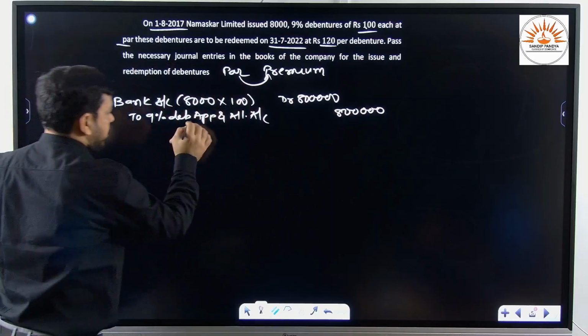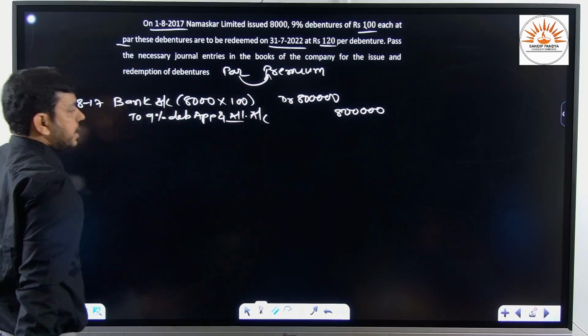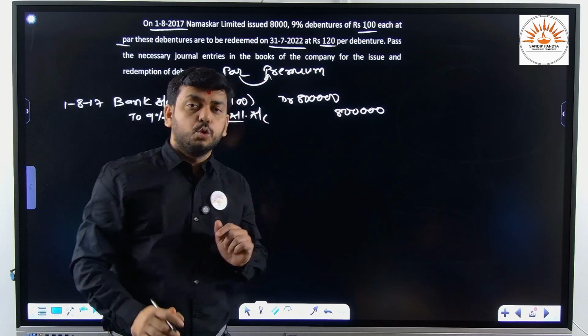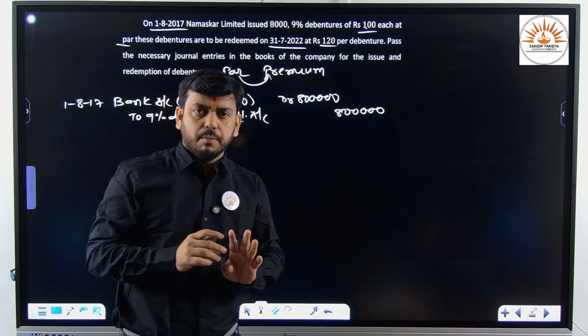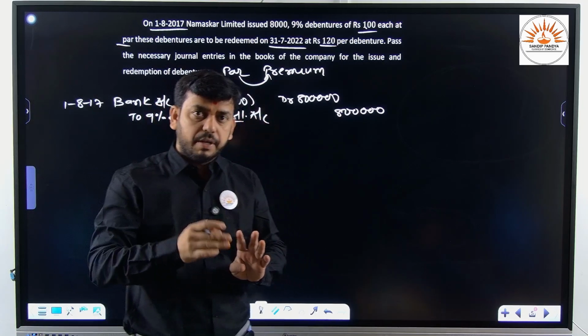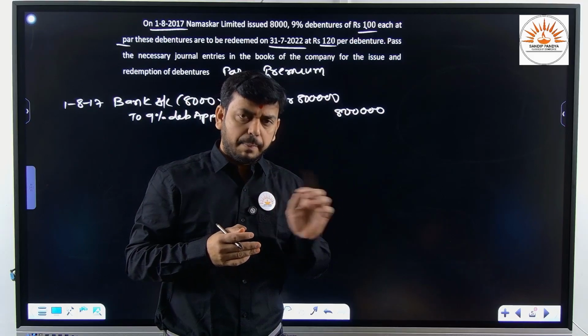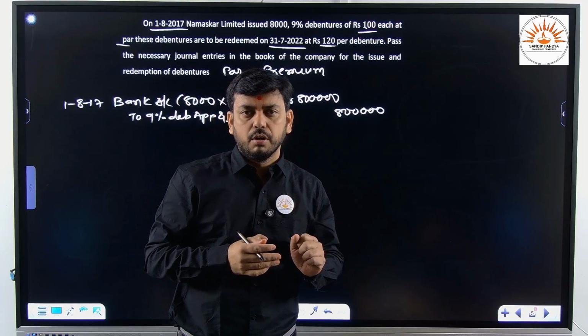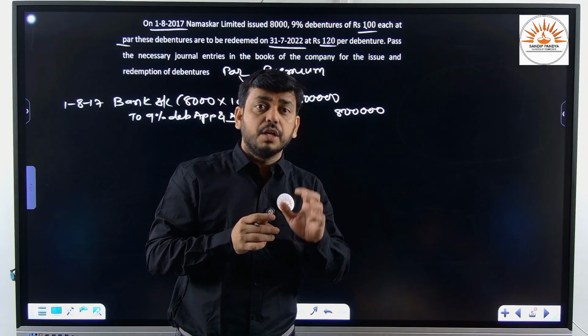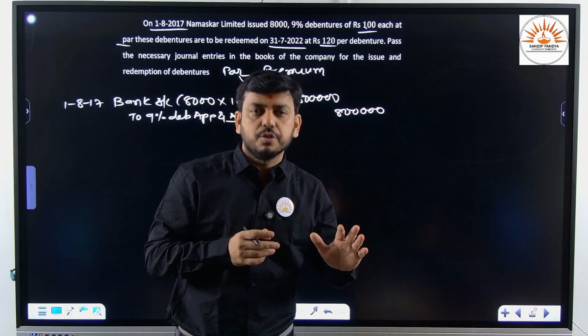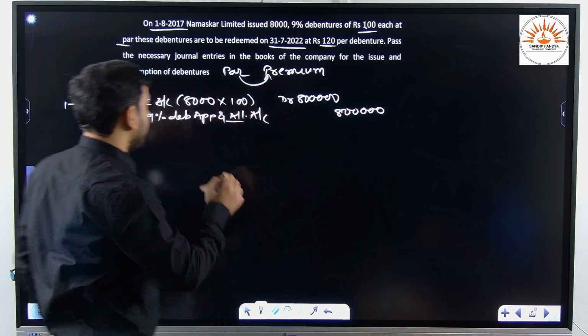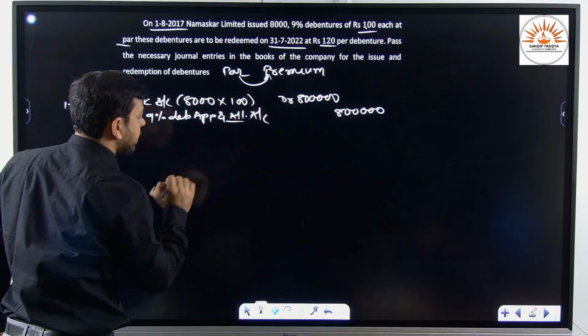Now question may arise in your mind that, sir, why we have credited application and allotment account both together? See, whenever company received the application, allotment, final call money in installment, then we can separately credit application account, allotment account and final call. But whenever company received amount in lump sum, say in together, without any installment, hence we must credit both account together, that is application and allotment account.